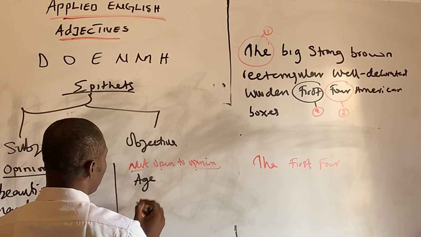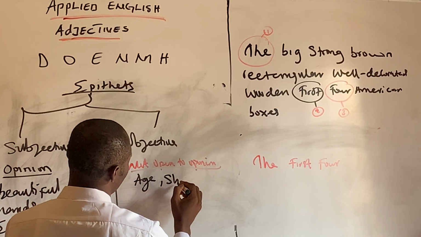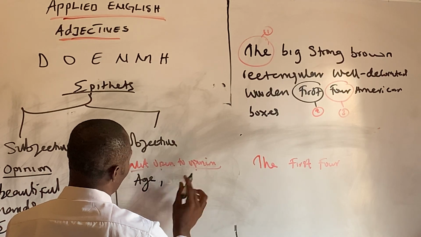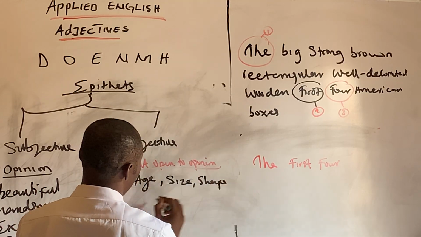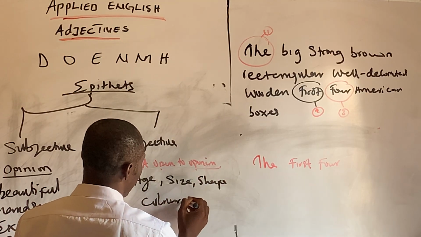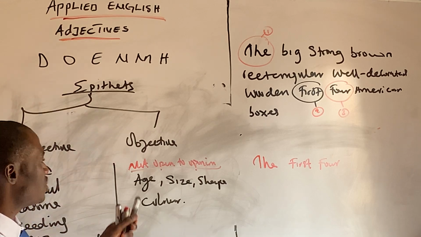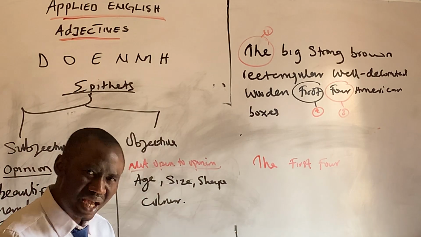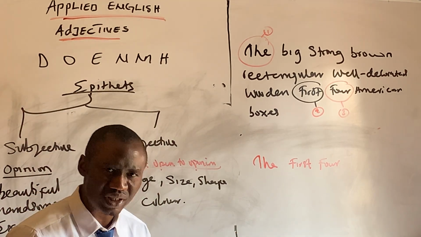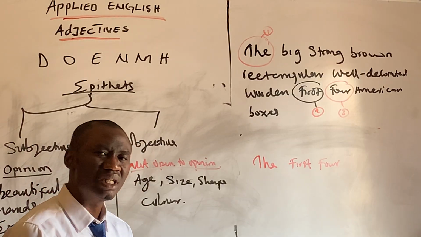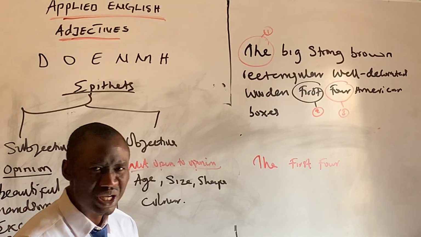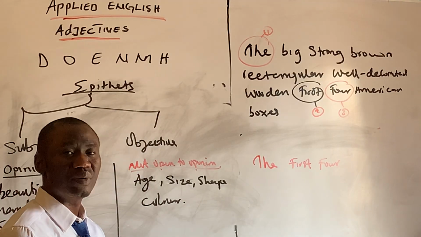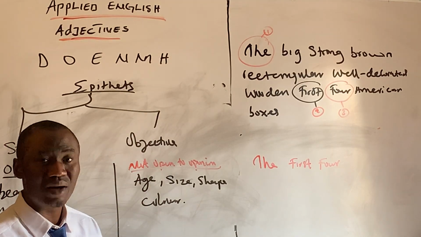But these are not open to opinion. Number 1 is age. Number 2 is size. Number 3 is shape. And then we have color. Now, these, age, size, shape, your age is your age. It's not open to controversy. You don't have an opinion on that. If someone is 10 years old, 20 years old, 100 years old, it remains like that. There's no opinion to that. Size, shape, and color. Black is black. White is white.